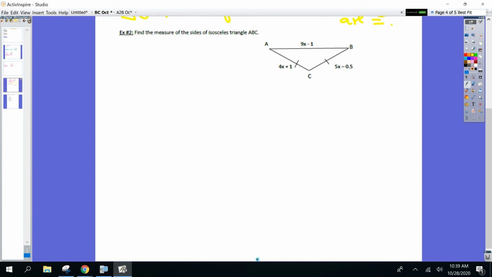I got an isosceles triangle now. What's the measure of each of the three sides? Before you tell me the measure of each side, I need an x value to plug in. So I'm going to need somebody to come up with an equation for me that would solve for x. Need an equation that would solve for x here.